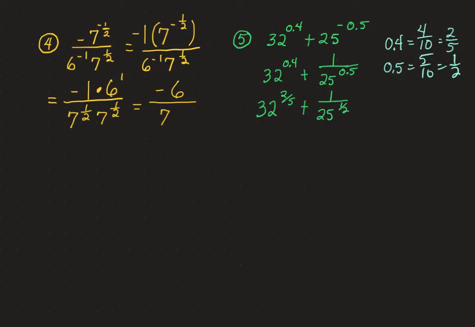Let's see, do I want to do 32 squared first? I don't think so, because I've memorized that the fifth root of 32 is 2. But I'm going to rewrite it this way first, so that I'm taking the fifth root and then squaring that result. And then over here, I just have the square root of 25 in the denominator.